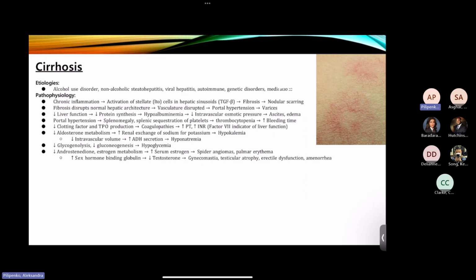Okay, cirrhosis, I already showed you that. This is the pathophysiology of cirrhosis. You will learn that, and you will be asked how is it happening, right? Basically, what is involved: TGF-beta, fibrosis, nodular scarring.